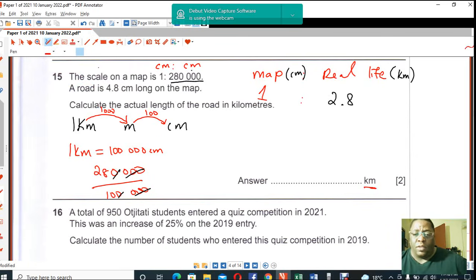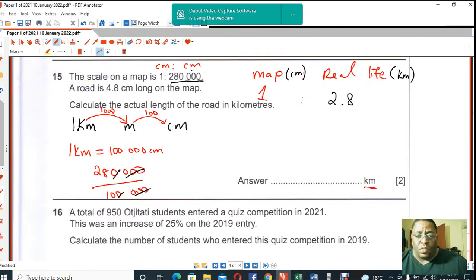So the only thing that I need to do is read further. They are saying the road is 4.8 centimeters. So you're going to put that under centimeters, because that's under the map. And when you do that, you say 4.8 centimeters, and you're going to try to find what that is in real life. So you can go ahead and cross multiply.